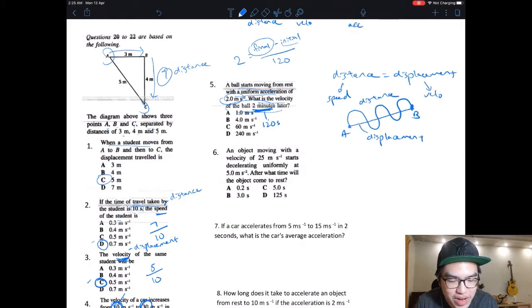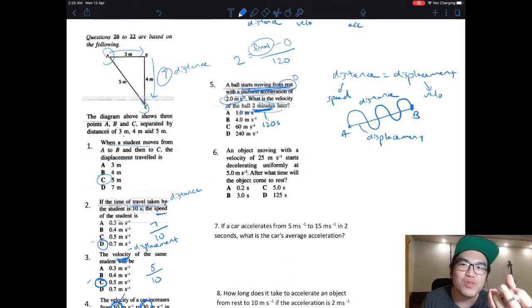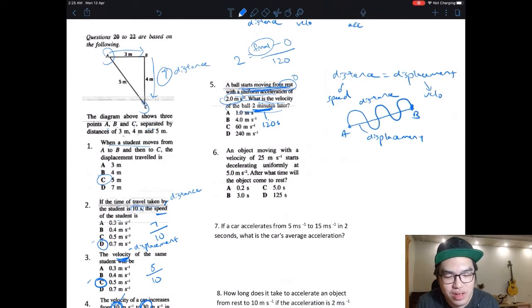Sometimes they don't give you a number. Starts moving from rest. What does it mean? Rest means 0. The starting is 0. So initial is 0, or you can just not write it at all. Sometimes don't think that they don't give you, it's hidden in the words. So 120 times 2, you get 240 equals final. Don't need to write the minus 0. So the answer should be 240. Alright, simple.